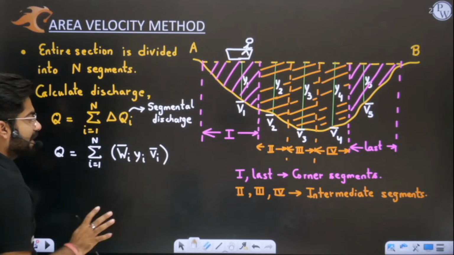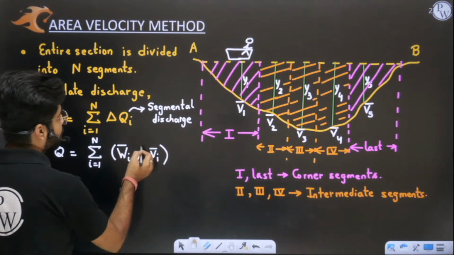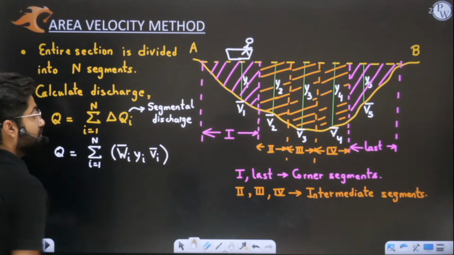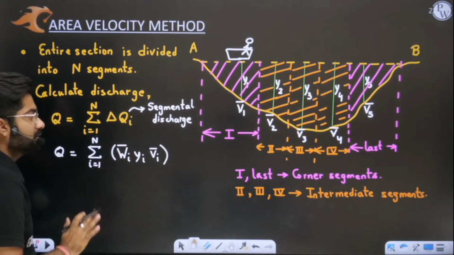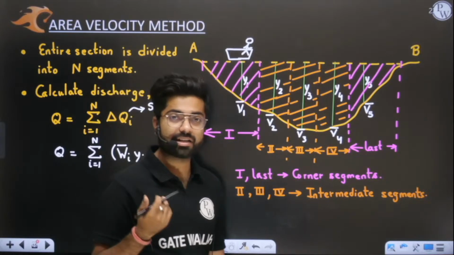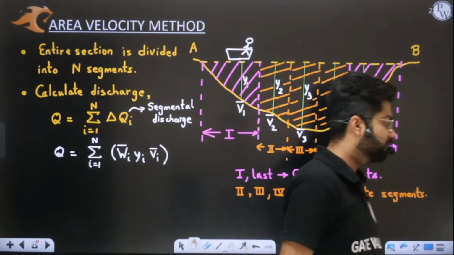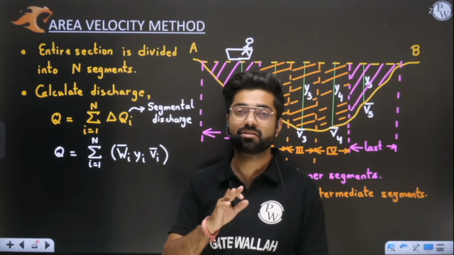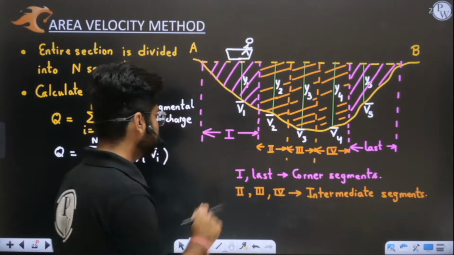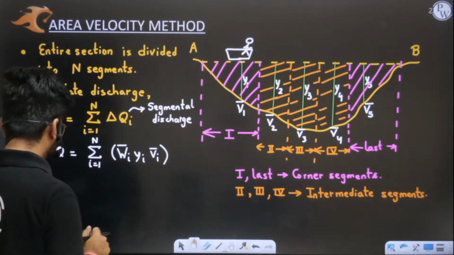Now tell me how I will find the average width, the average depth and the average velocity. We have to find these 3 terms, and we have to understand them, with the help of which we will be able to find the discharge easily. Now listen very carefully here.